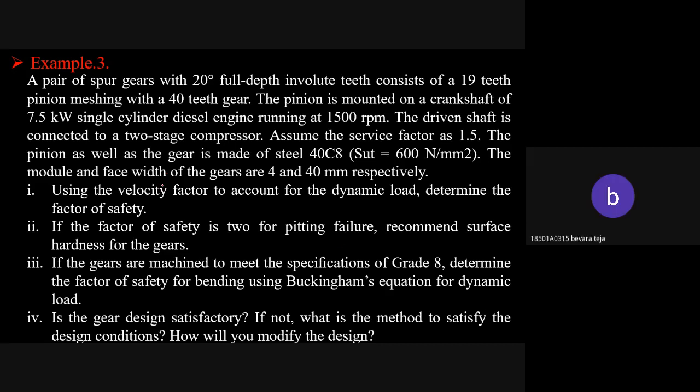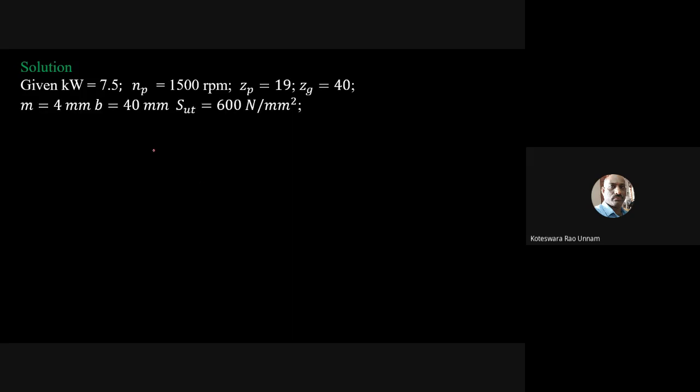Okay, right. So now we'll see the solution also. As I explained, first you need to calculate the beam strength, then you need to calculate the effective load. Based on that, you can find out the factor of safety for the first part of the question.